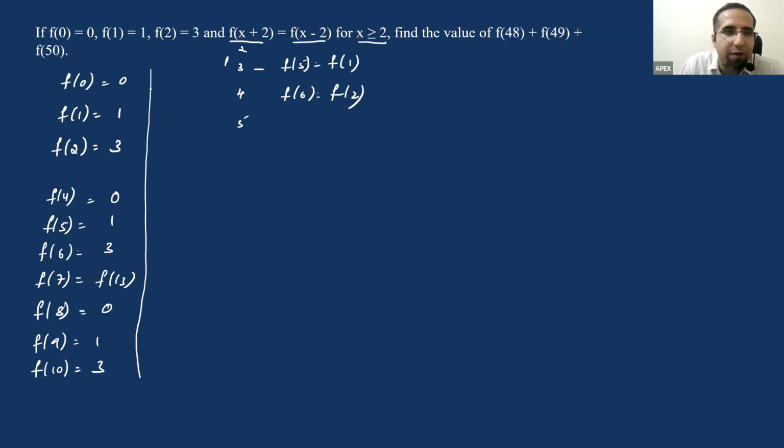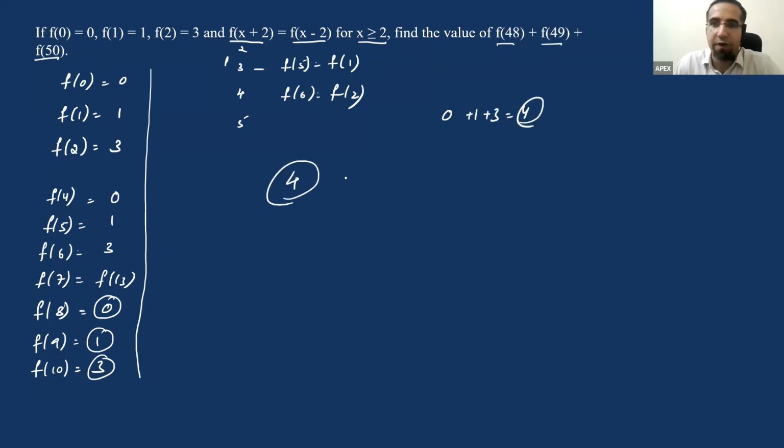Clear? So eventually, if I need the value of f(48), f(49), and f(50), your final value becomes 0 plus 1 plus 3, that is equal to 4. And 4 should be your final answer. Clear, guys? So not a very difficult question. You should have just got into it to understand what is happening in the whole process, and then slowly we keep on going ahead and simplify our final values, right?